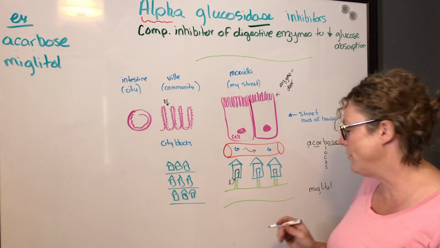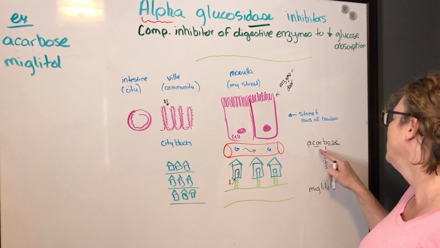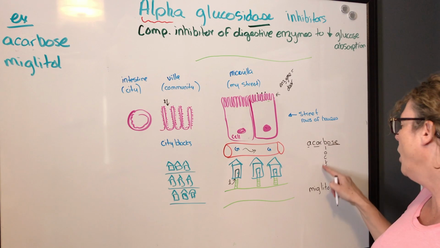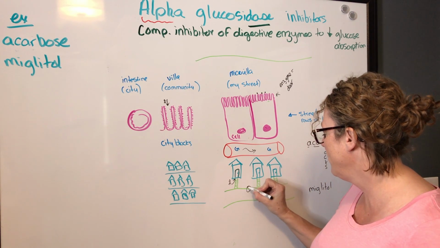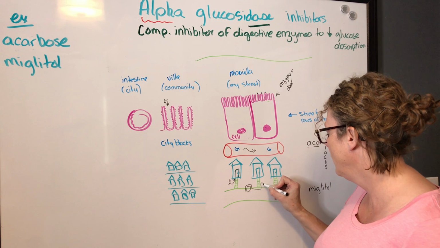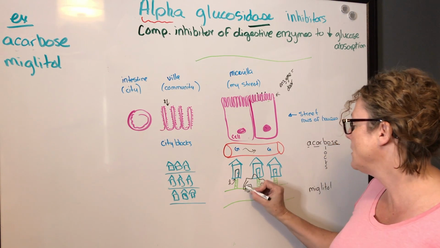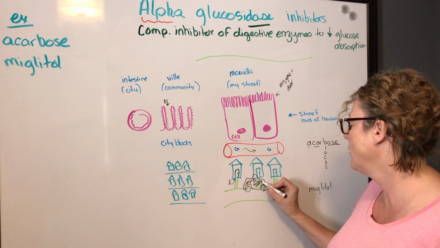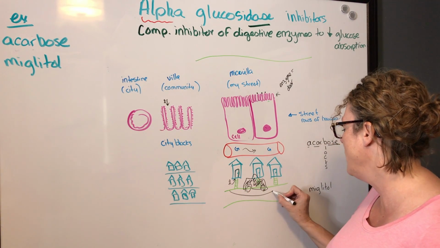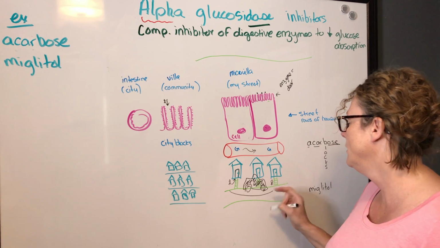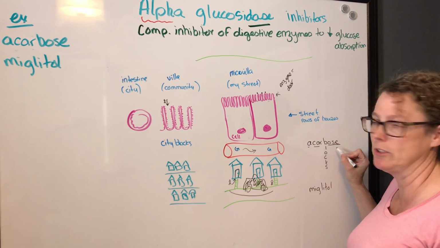Now the drug, if we think of acarbose, I break this down into acar-bose, car blocks glucose. So I'm going to draw a car here now. I'm not very good at drawing cars. But this car is now blocking the path to get into that house. So these people are going to have to go right past to the next house in order to get in. So a car blocks glucose, acarbose.